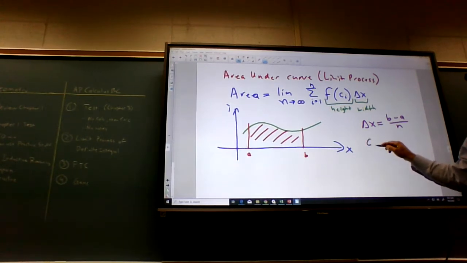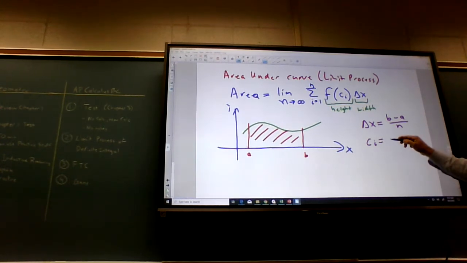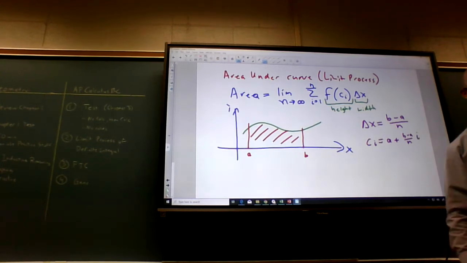Okay, so if you don't have that one, I'm assuming you're not going to get this one. Does anyone want to take a stab at this one? It's A plus B minus A over n times i. Now I'm giving you the formula. Last year I didn't give you the formula.